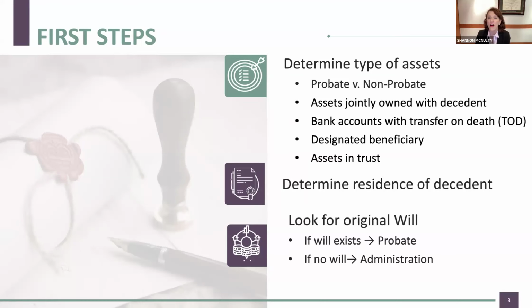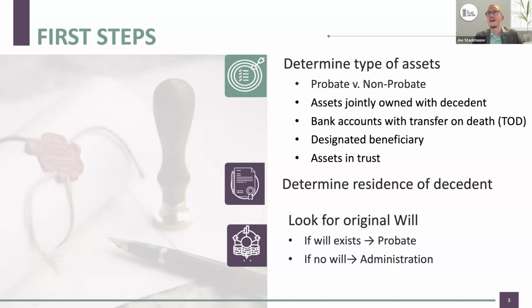Yeah, so there are two main types of assets when we're going through this process. So one is probate assets and the other is non-probate assets. So what does those two terms actually mean, and can you give us some examples of them? Yeah, so a probate asset is an asset that will need to go through the probate process in order to be distributed. Non-probate assets are assets that will not have to go through probate, obviously.